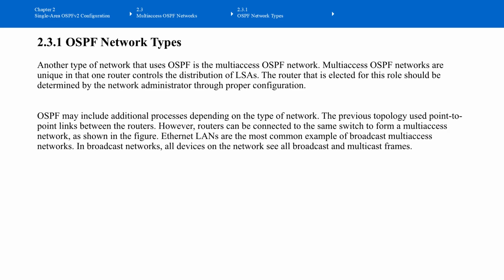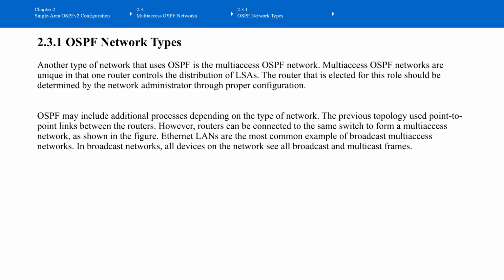The problem is that if every router exchanges LSAs directly with every other router, there can be too much OSPF traffic. To make this more efficient, OSPF elects one router as the designated router, or DR. The DR becomes the main router responsible for collecting and distributing LSAs on the network. OSPF also elects a backup designated router, or BDR. If the DR fails, the BDR can take over.